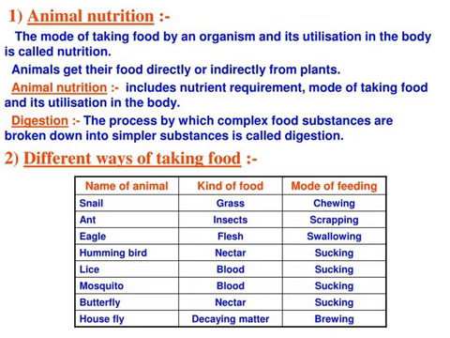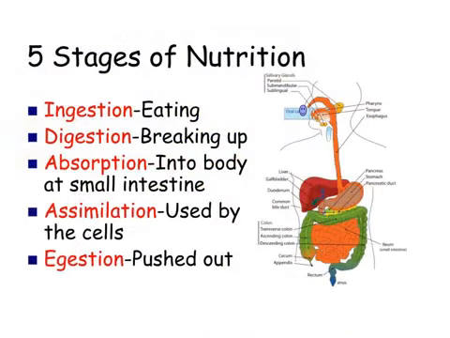Holozoic animals take food into the mouth followed by chewing or gulping it. Most animals are holozoic. We can further group such animals into herbivorous, carnivorous, and omnivorous. Students, there are 5 stages involved in holozoic nutrition. The first is ingestion. The intake of food into the body is called ingestion.